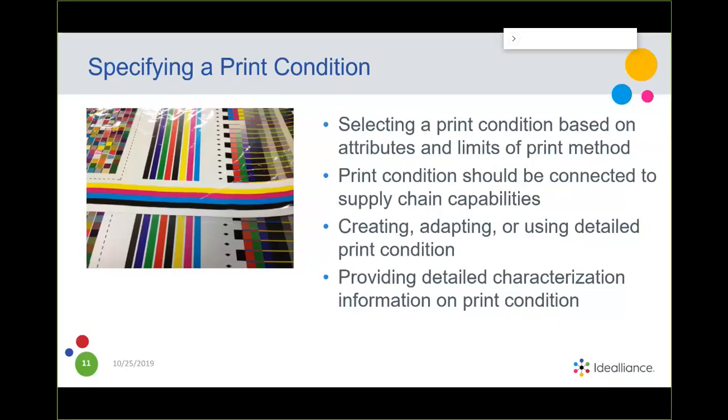So in some cases, maybe printing on plastic or printing with very large format color, at that point we may actually adapt and not just use a print condition that's out there, but create one. The key idea here is we're picking a print condition that relates to what our supply chain can do and the type of substrates and materials that we're on. And then the second part there is we're then going to take that and we're going to be able to provide that information to everybody in the supply chain.